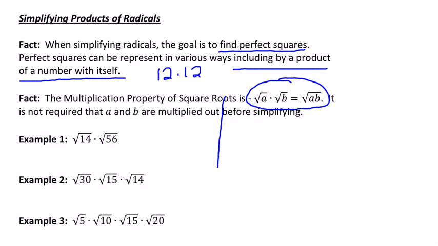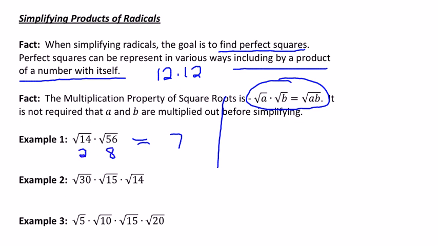So look at example 1. The square root of 14 times the square root of 56. Well, I don't want to multiply 14 times 56 together and mess around with it as a square root. So instead, I'm going to recognize that 14 and 56 both have a 7 in them. So that gives me one pair of numbers, and the square root of 7 times 7 is just 7. And then I've got left over, in this one, a 2, and in this one, an 8.